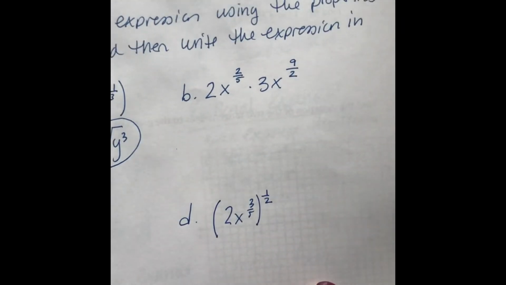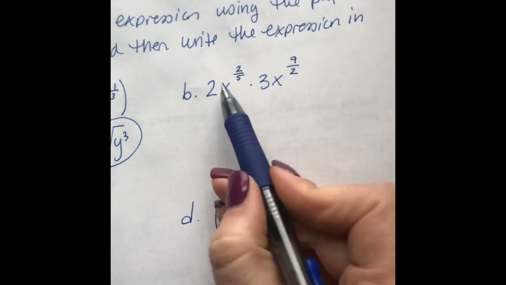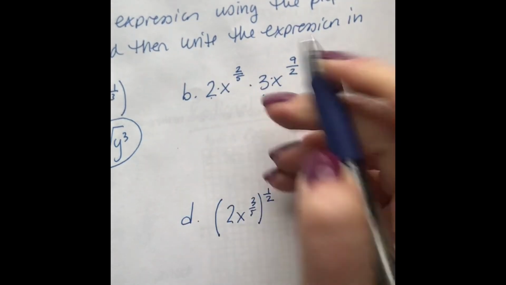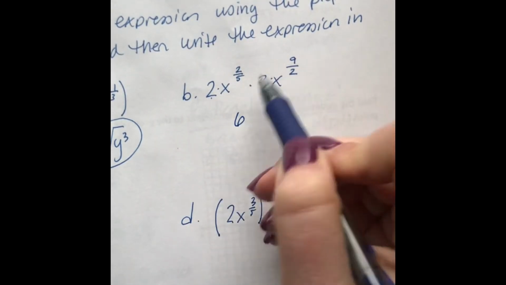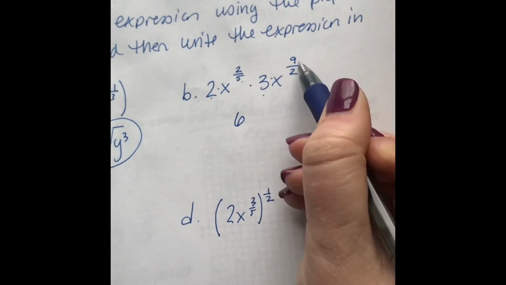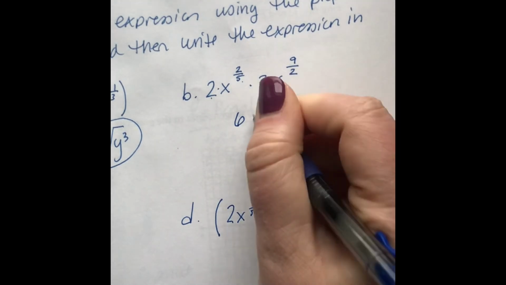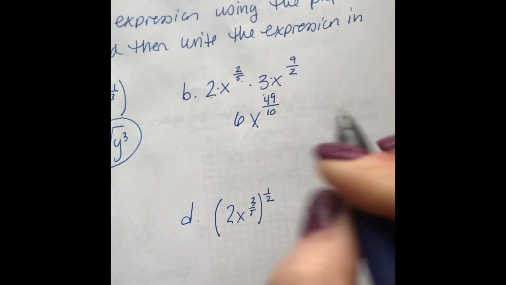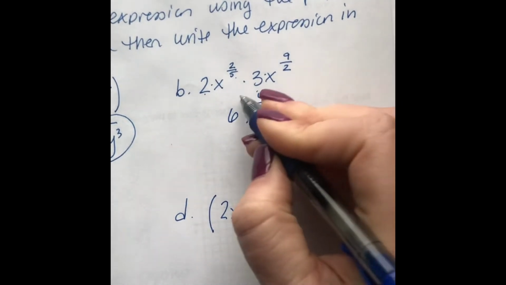Okay, part B says 2 times x to the 2/5 times 3 times x to the 9/2. So again, since it's multiplication, we can multiply in any order. So 2 times 3 is 6. x to the 2/5 times x to the 9/2 is going to be x to the 49/10. And then we're going to write it in exponential form.